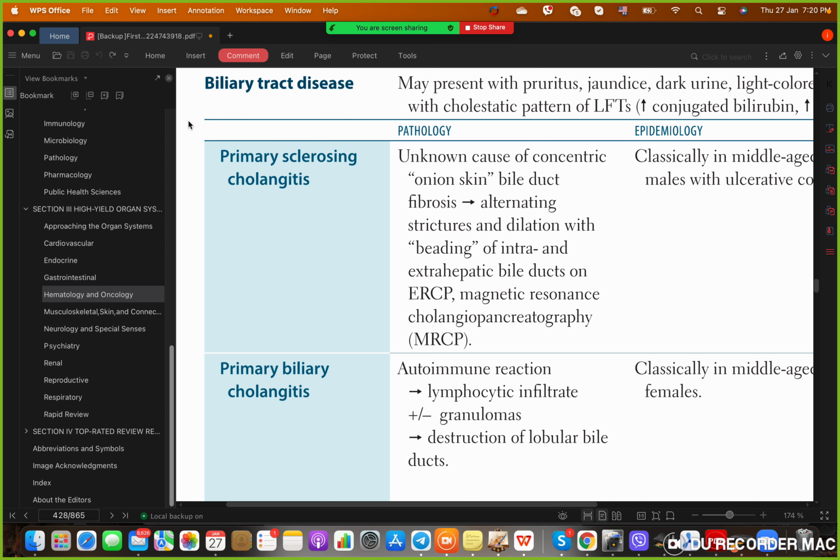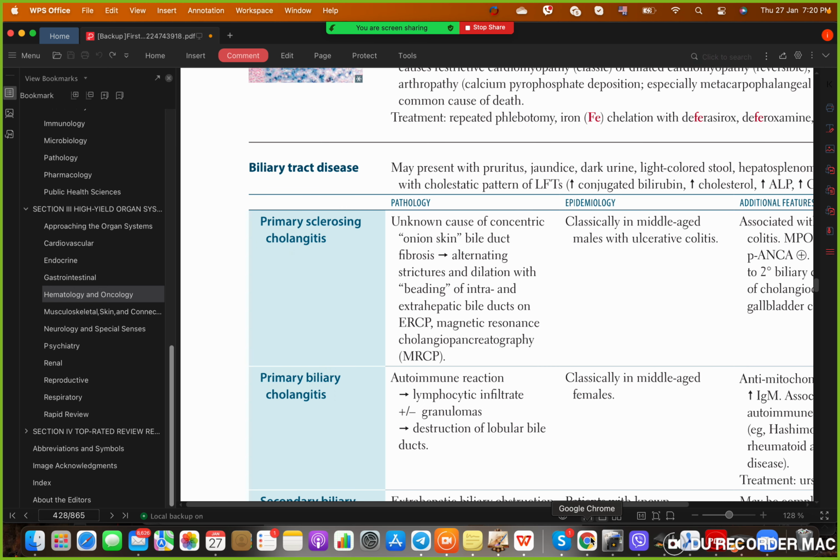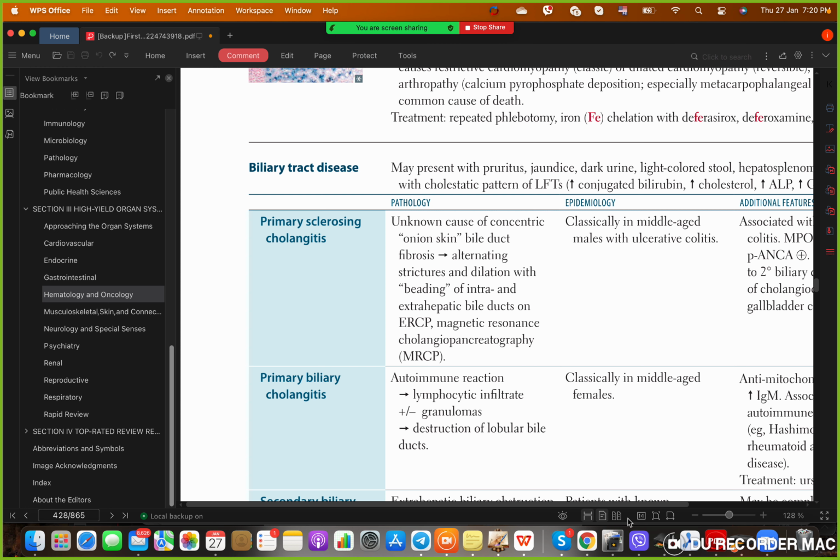So in this patient on histology, you will see this onion scale peeling of their bile duct. If we say that this is the bile duct, they will have something like this: constriction, no constriction, constriction, no constriction, and like that it keeps going. So let's take a look at what it looks like. We are going to speak about primary sclerosing cholangitis.